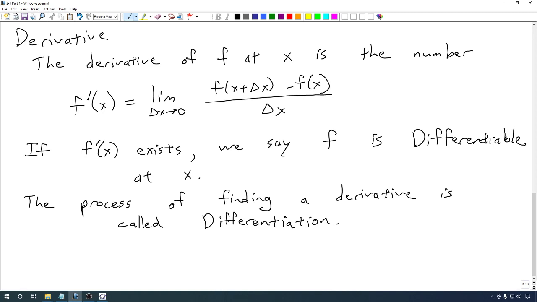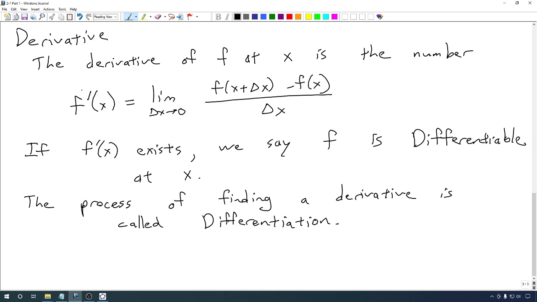So get used to these terms. We're going to be using them quite a bit. In fact, we're pretty much not going to stop using them throughout the entirety of the course. I mean, we'll take a little bit of a break from them in chapter 5, when we're going to move on to the other part of calculus. But derivatives make up the main first part of calculus.